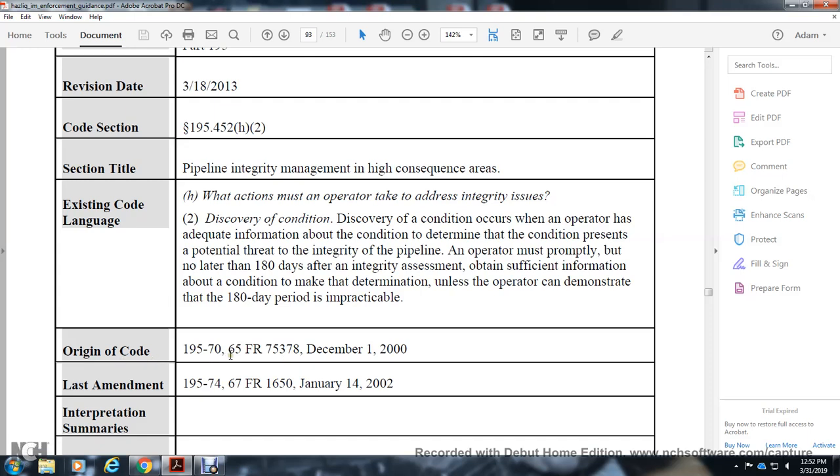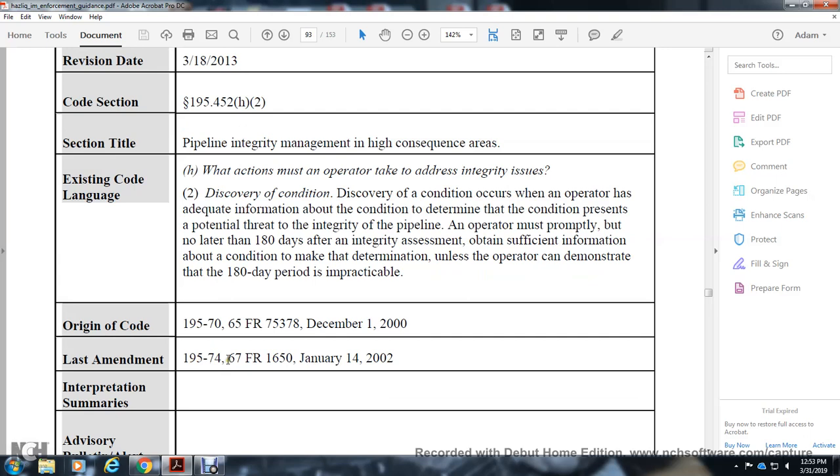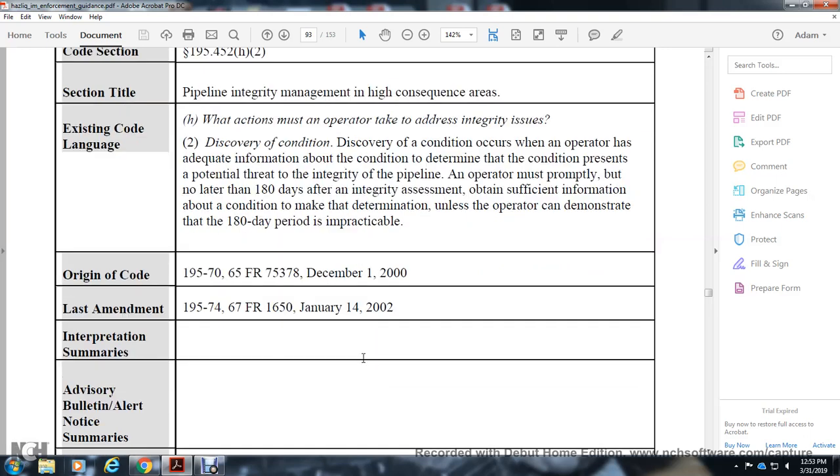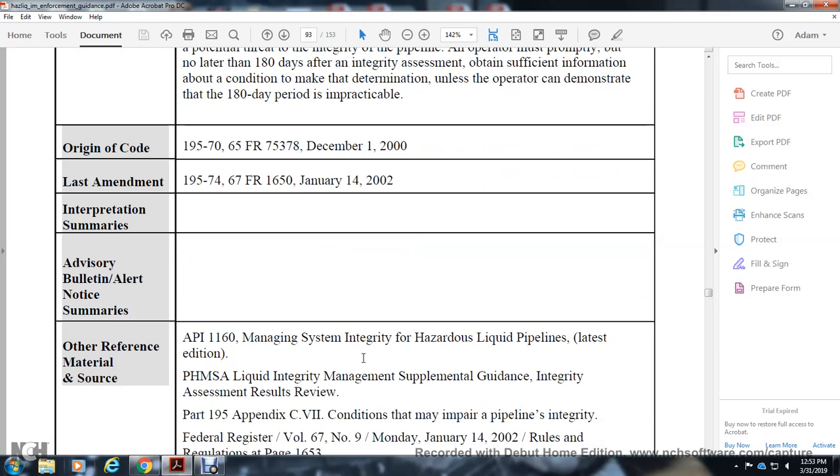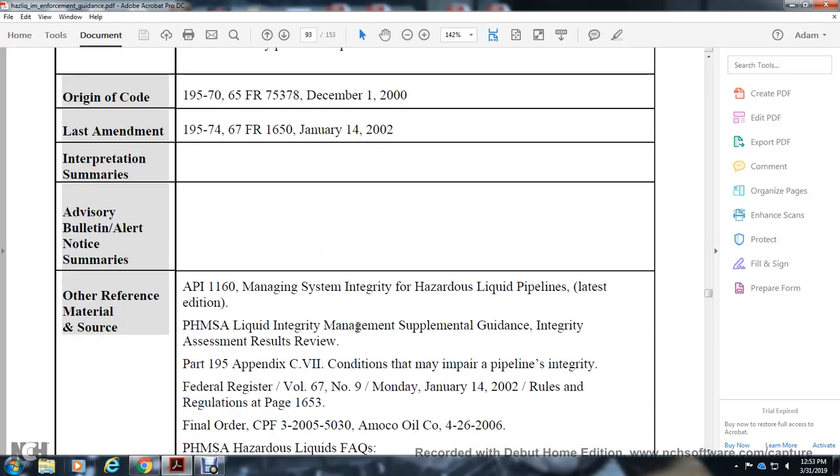Origin: 195.452 (65 Federal Register 75378, December 1st, 2000). Last amendment: 195.452 (67 Federal Register 1650, January 14, 2002). Interpretations, summary of the advisory bulletins and notice and summaries. Other reference material and so forth. API 1160, Managing System Integrity for Hazardous Liquid Pipelines, latest edition.